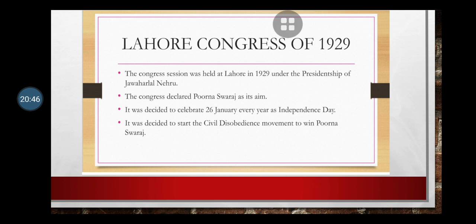Lahore Congress of 1929. Now, the Congress session that was held in Lahore in 1929 under the presidency of Jawaharlal Nehru, the Congress declared Purna Swaraj as its aim, complete independence. It was decided to celebrate 26 January every year as Independence Day. It was decided to start the civil disobedience movement to win Purna Swaraj.